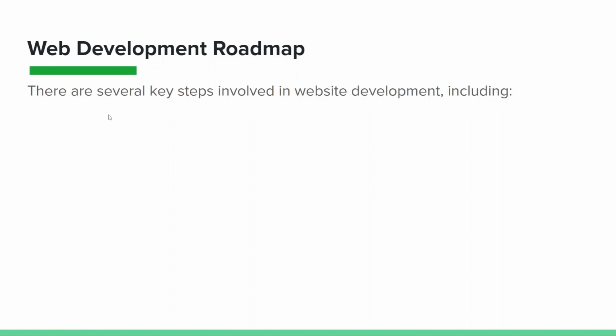So with the web development roadmap, there are several key steps involved in website development, including planning, design, content creation, development, testing, and deployment.